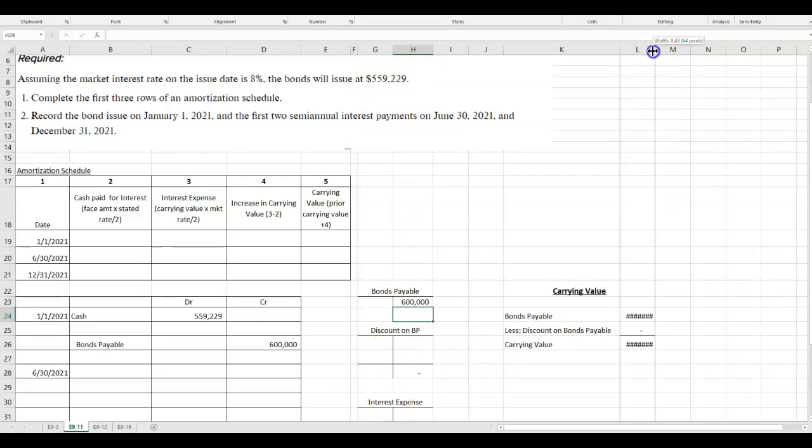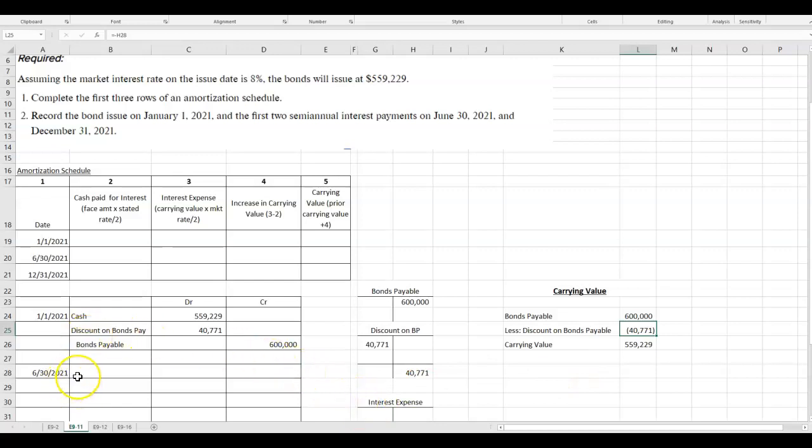We actually got $559,229. The difference between those two is called discount on bonds payable. And we're going to debit that account. That is a contra account, contra to bonds payable. The carrying value of the bond is $559,229 on the issue date. Because we take the bonds payable on the balance sheet, we subtract the discount on bonds payable.